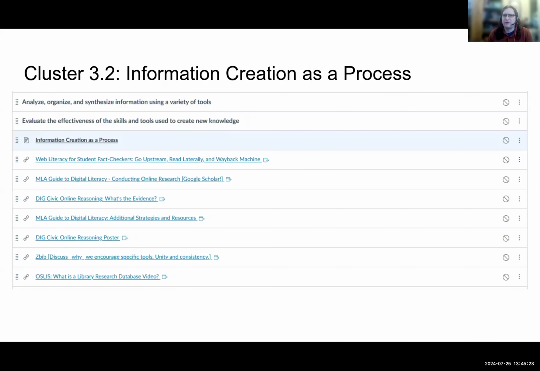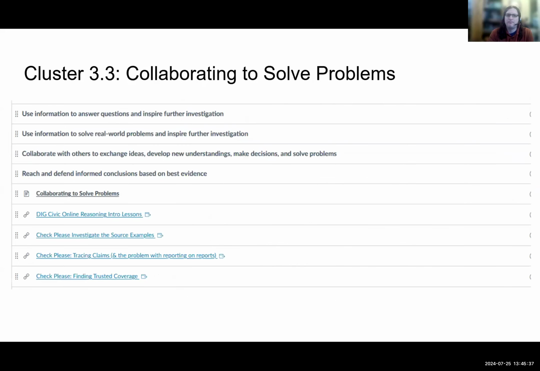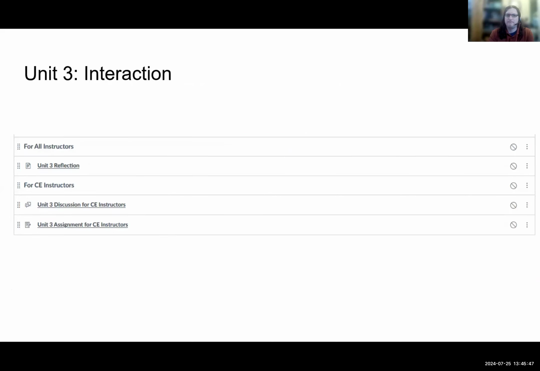Next, in the second cluster, we look at information and knowledge creation as a process. We focus on several different tools for showing how sources can engage with one another, how to keep track of sources, and how to share evidence. Finally, in the final cluster for Module 3, we look at some hands-on examples with guidance of how to integrate similar synthesis exercises into group projects.